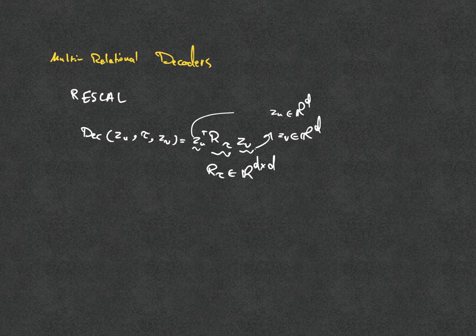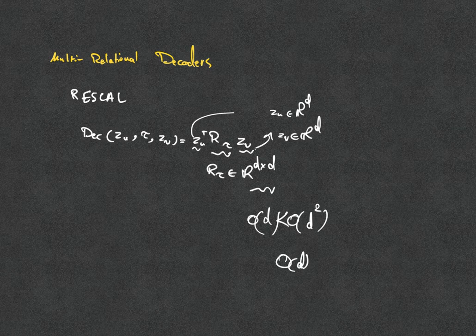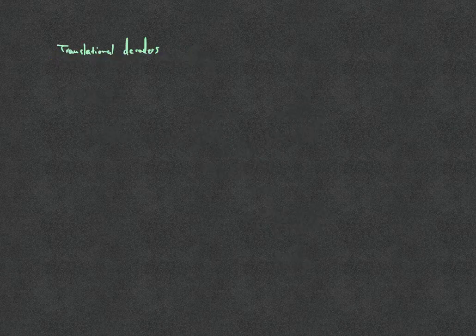Now, one problem with this is the cost of representing the relationships. For nodes, we have D parameters in some sense. For types of relationships, you have D squared parameters, so this order is larger compared to that order. Generally, we are interested in having something like O(D) in terms of representing tau. So let's first talk about translational decoders.